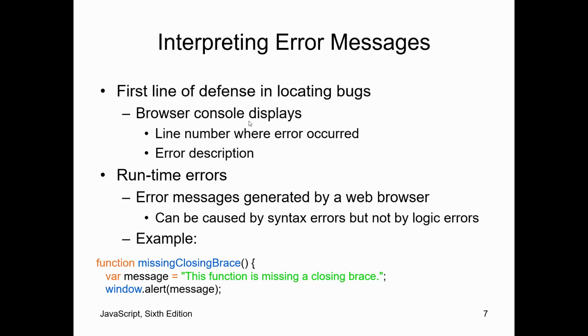So, first line of defense in locating bugs, browser console display. I've already shown you that. How many times have I put in programs here that have had mistakes in them and I brought up the console? And that gave me the line number where the error occurred and some kind of a description. Sometimes a good description, sometimes not so good.